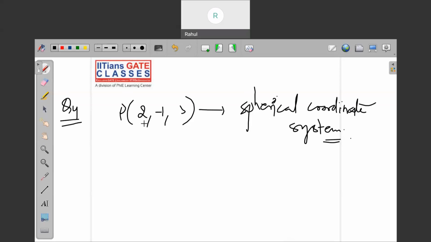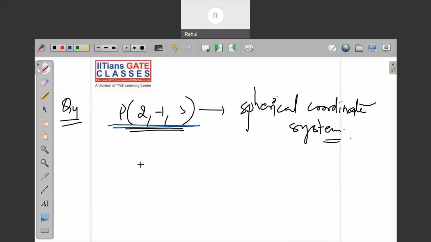So spherical coordinate system, these are the points. How to convert a point from one coordinate system to another is also very important, because sometimes they will ask for the distance between two points. If they give you the coordinates in the spherical coordinate system, then converting into Cartesian and finding the distance will be easy. We'll see. Once upon a time that question was asked.